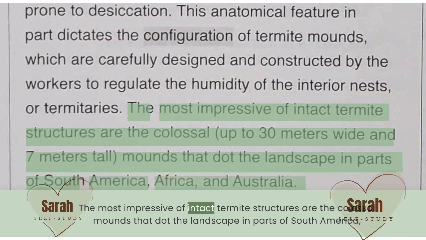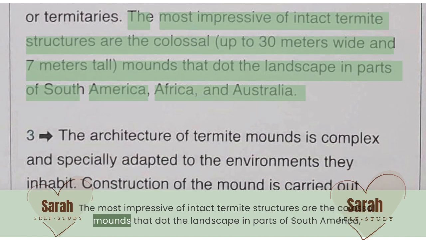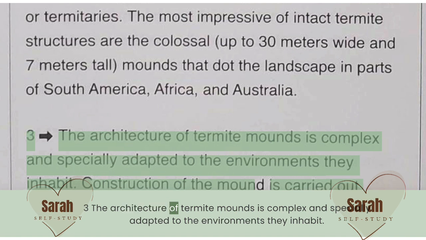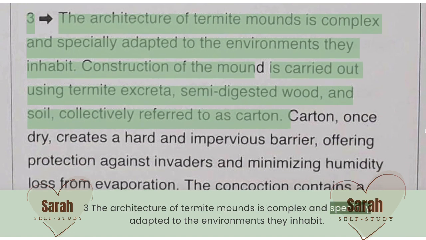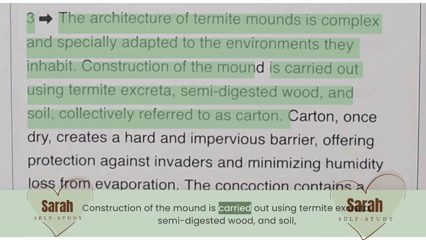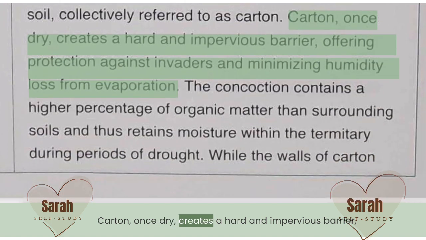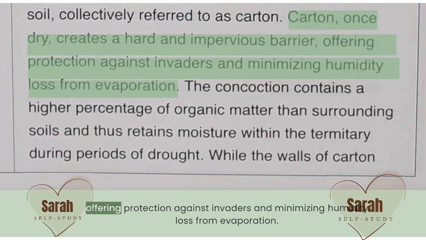The most impressive of intact termite structures are the colossal mounds that dot the landscape in parts of South America, Africa, and Australia. 3. The architecture of termite mounds is complex and specially adapted to the environments they inhabit. Construction of the mound is carried out using termite excreta, semi-digested wood, and soil, collectively referred to as carton. Carton, once dry, creates a hard and impervious barrier, offering protection against invaders and minimizing humidity loss from evaporation.